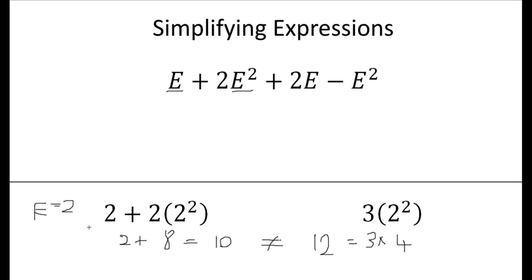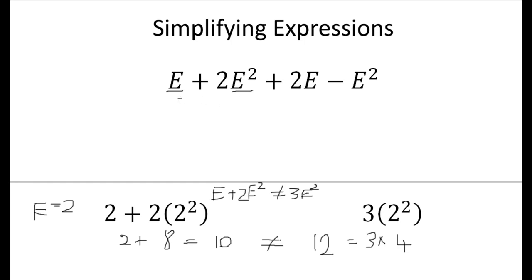Because we just assumed this is like e plus 2e squared. Sorry about that, let me just make that clarification real quick. e plus 2e squared is not equal to 3e squared. And likewise, it's not equal to 3e either. So you can't do this. You have to treat these as different individual variables.